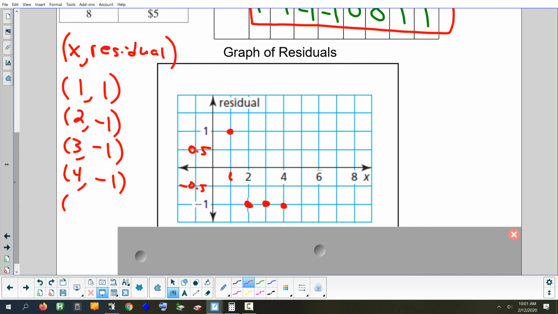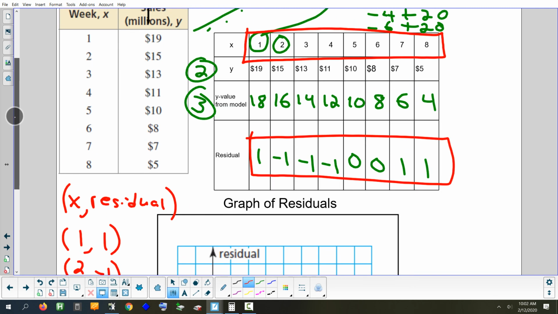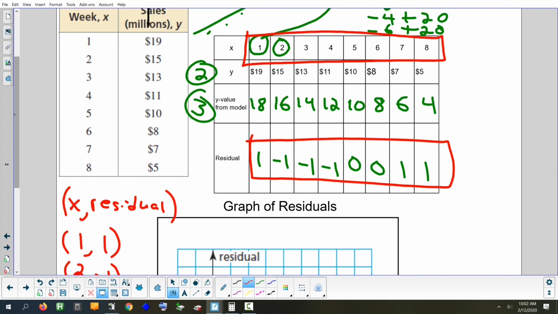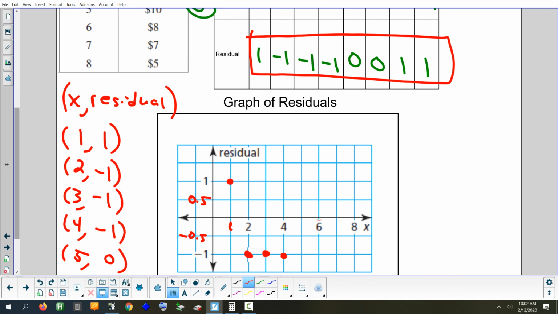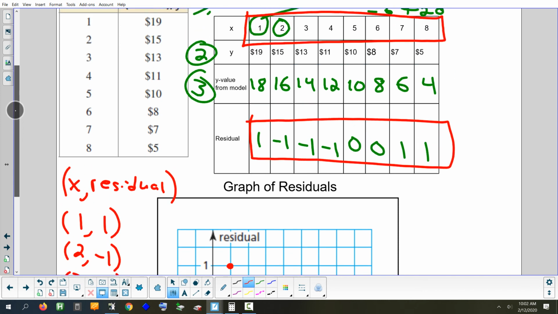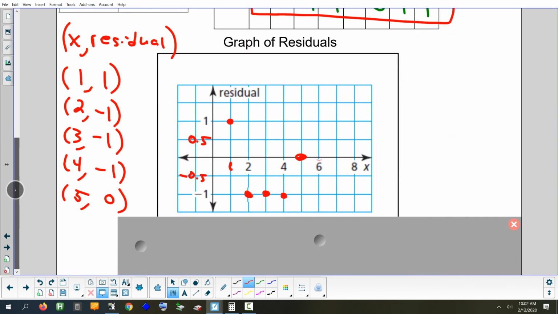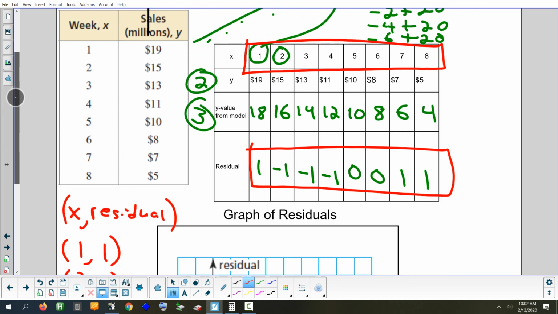What's your fifth X value? 5. What's your fifth residual? 0. Can't get a better residual than 0. 0 is perfect. Means it's right on the line. 5, 0. 6 X value? And the residual? 6, 0. You don't have to make this list. You just have to draw them, but it's easy for me if I have a list. 6, 0.